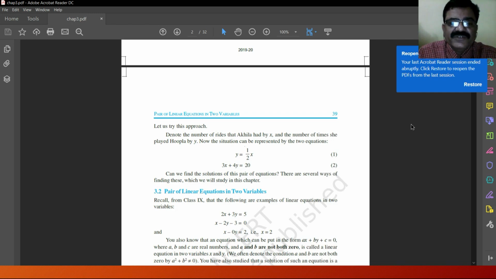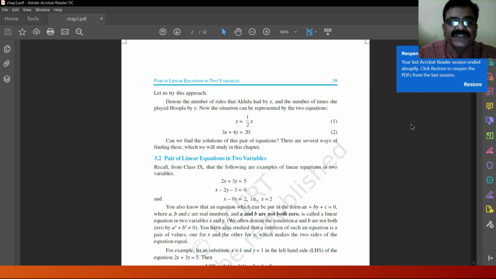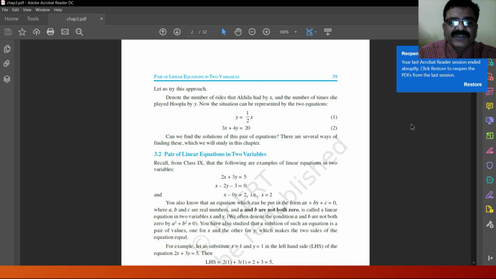We also know that an equation which can be put in the form ax plus by plus c is equal to 0, where a, b, c are real numbers and a, b are not both zero, is called a linear equation in two variables x and y. We often denote the condition that a and b are not both zero by a square plus b square not equal to 0. You have also studied that a solution of such an equation is a pair of values, one for x and the other for y, which makes the two sides of the equation equal.